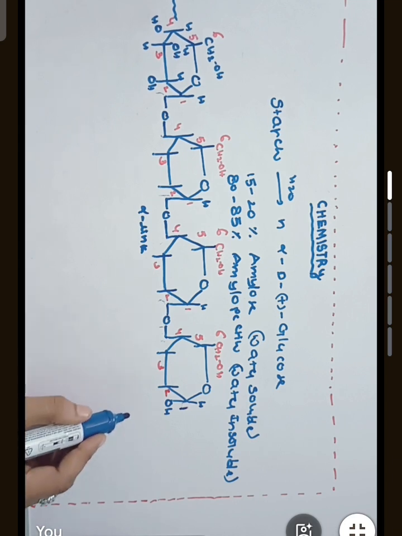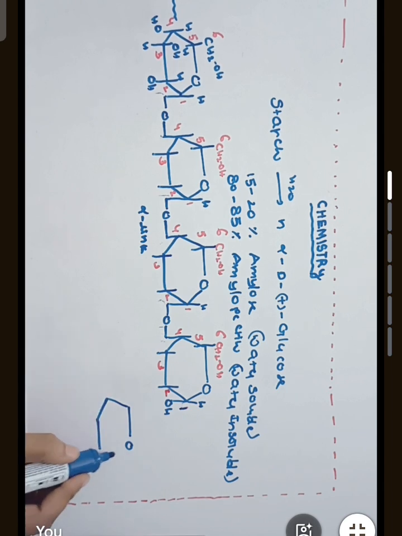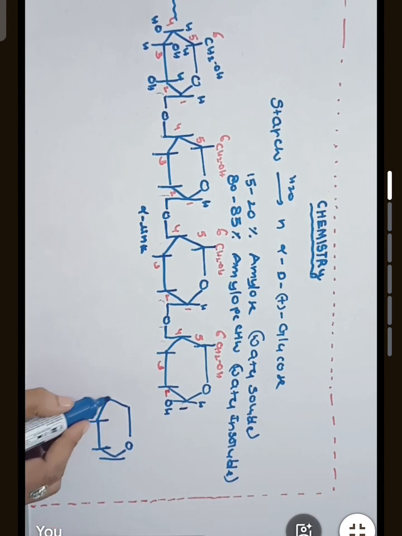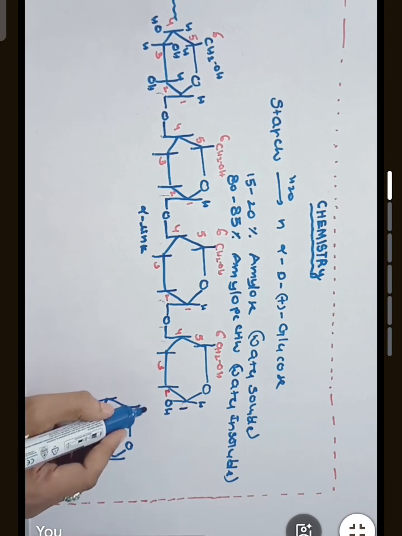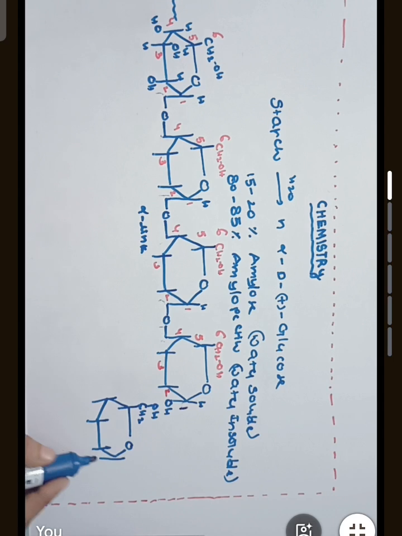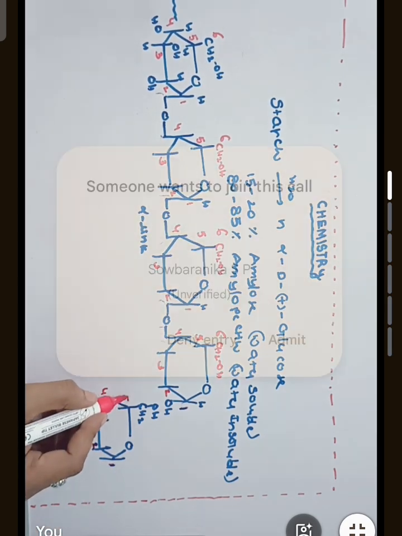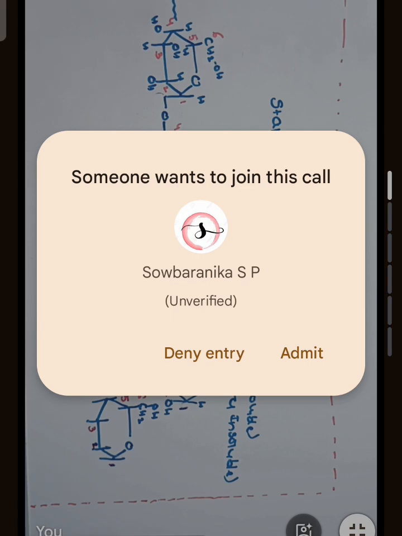C6 I can write down here. Take alpha D glucose in it. First carbon, second carbon, third, fourth and fifth carbon. The sixth is written as CH2OH. So this is the number 1 carbon, and here you can write 1, 2, 3, 4, 5 and the 6th carbon.